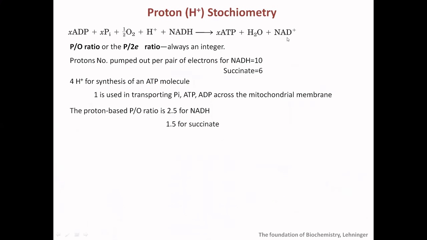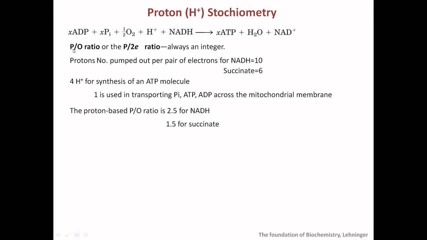So this is the proton stoichiometry. This is the ATP, this is the inorganic phosphate, because each of them will bind to form X number of ATP molecules. And this is an atom of oxygen. This is the H plus, this is the NADH. So this is X number of ATP plus one molecule of water, because this is only one atom of oxygen, and this is the NAD plus. The NADH here is the reduced form, this is the oxidized form. So the energy present here is released in the form of ATP.